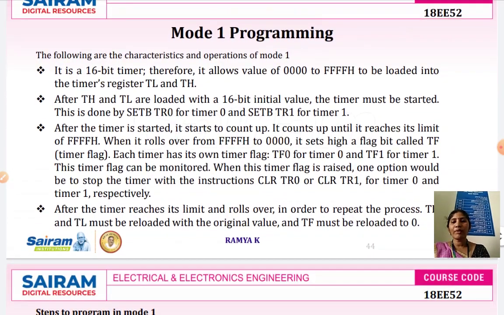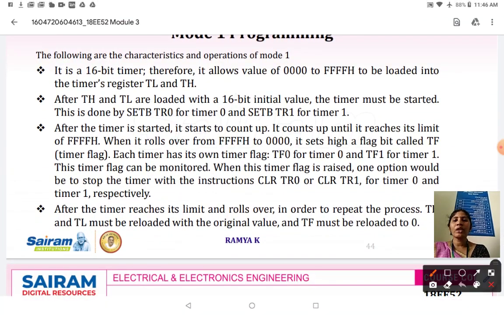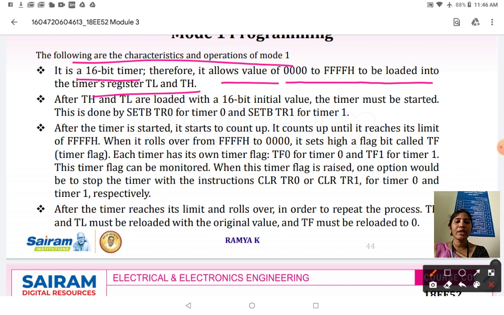Now we'll see mode 1 programming. The following are the characteristics of the operation of mode 1 programming. It is a 16-bit timer. Therefore, it allows the value 0000 to FFFF to be loaded into the timer registers TL and TH. After TH and TL are loaded with the 16-bit initial value, the timer must be started. This is done by SETB TR0 for timer 0 and SETB TR1 for timer 1.